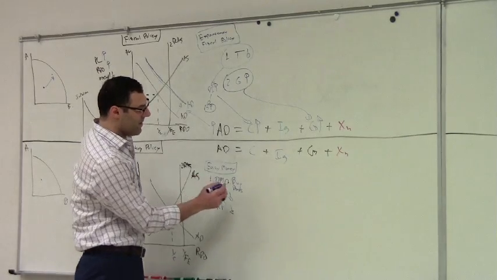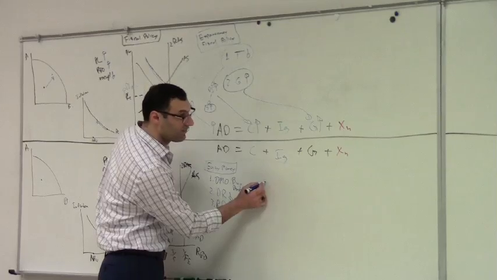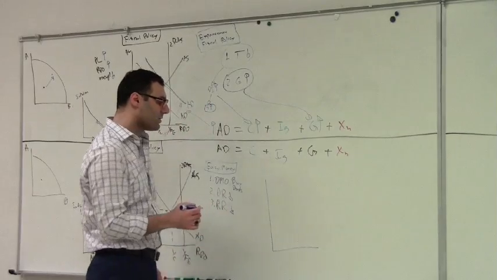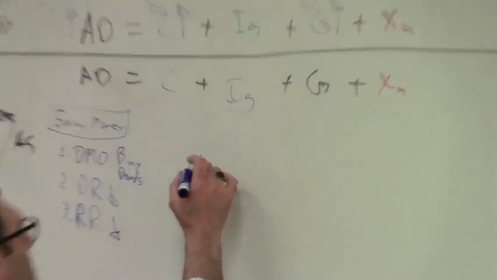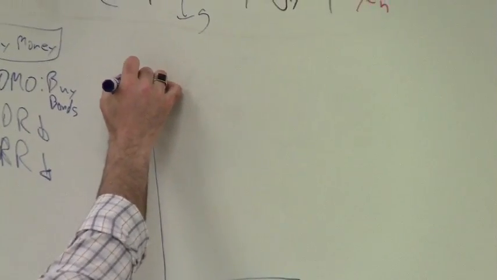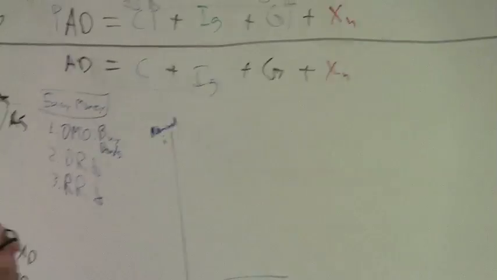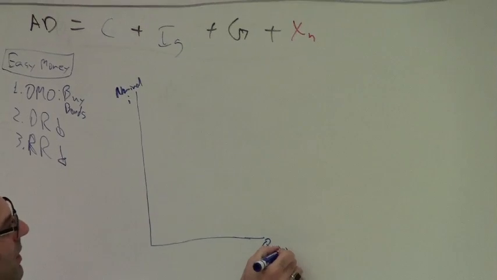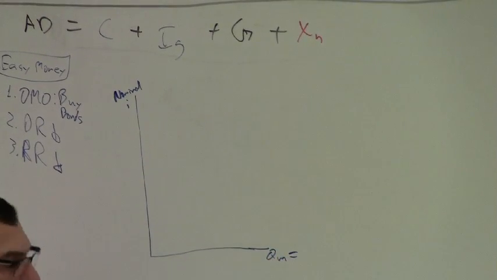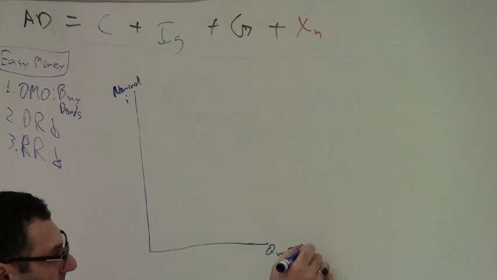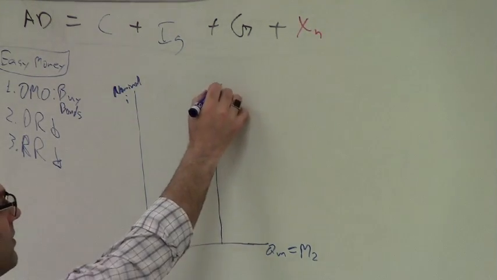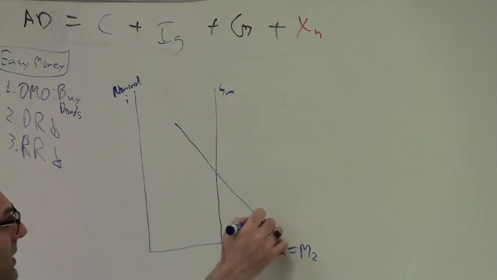So what ends up happening is that we go to the money market. On the vertical axis of the money market, we're going to have nominal interest rate. And down here we have quantity of money, which for most calculations is the same thing as the M2 measure of money, right? So we've got supply of money, we've got demand for money. We know that supply of money is vertical, and we've got demand for money that is like this.